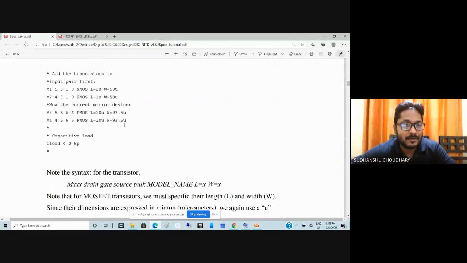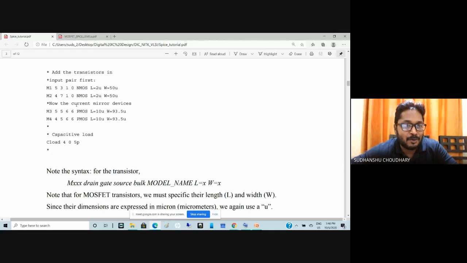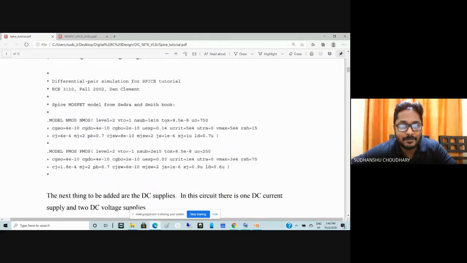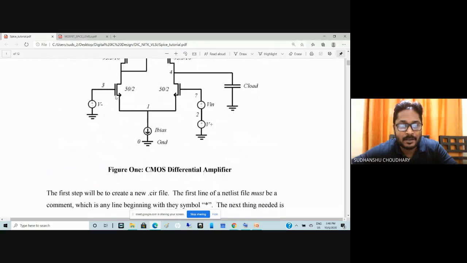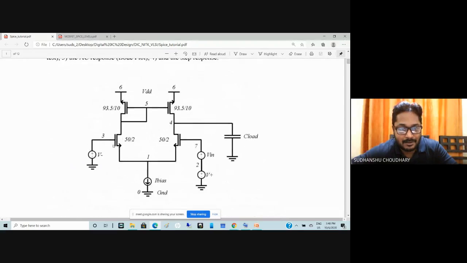Then for bringing in the MOSFETs, we say that we have 4 MOSFETs over there. Let's talk about this MOSFET. This is the drain, this is the gate, and this is the source. The drain is at 5, the gate is at 3, and the source is at 1. Okay. So the order is drain, gate, source, bulk.